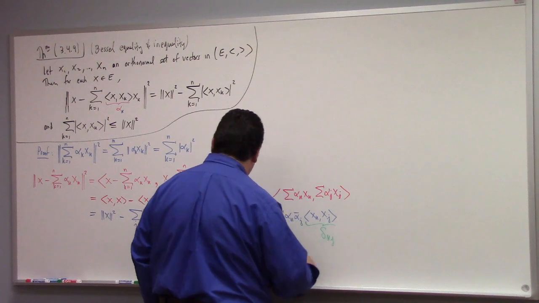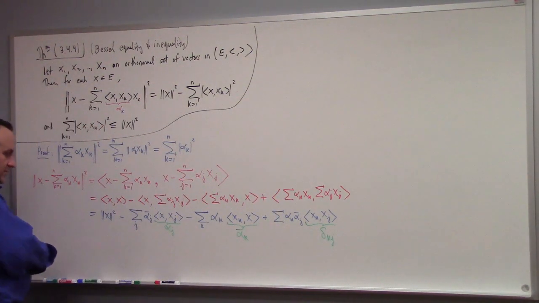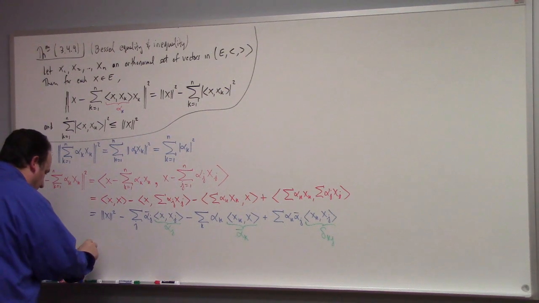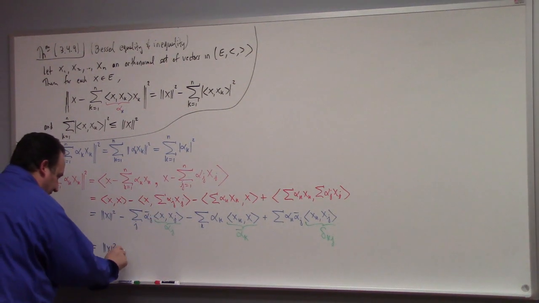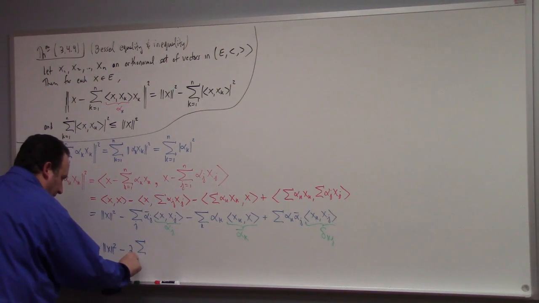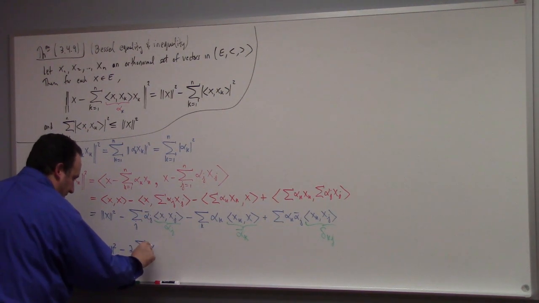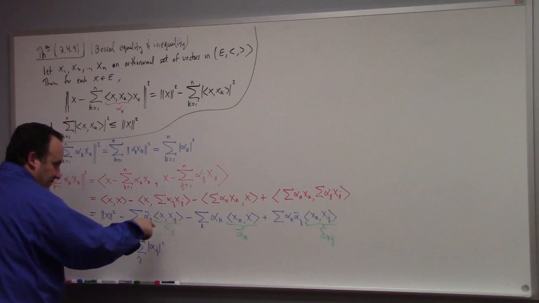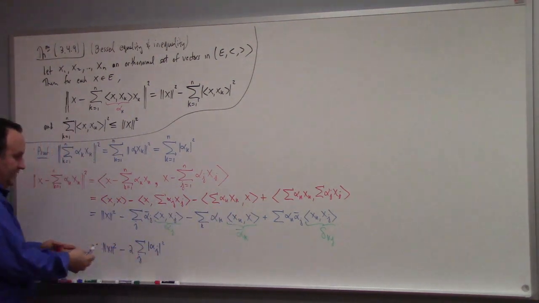Kj, right? And so what do we get? We get the length of x squared. And there's two of these, right? So minus twice the sum over j. We'll just switch the index both to j's, right? Of the modulus of alpha j squared, because that's these two, right? Both of these collapse down to that.